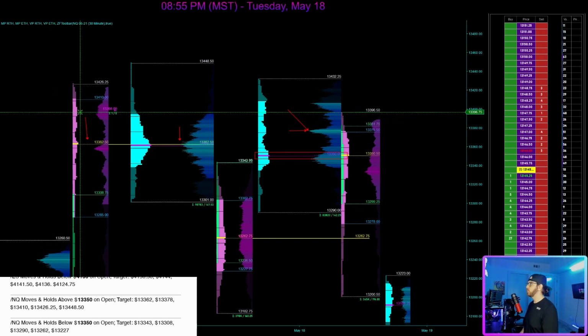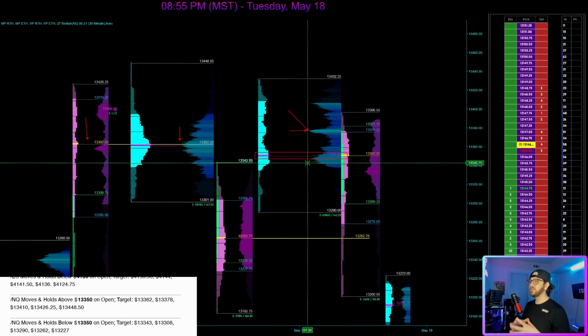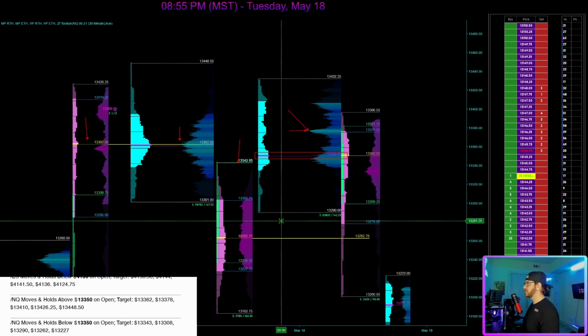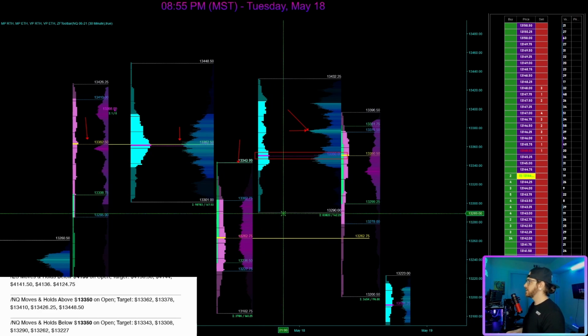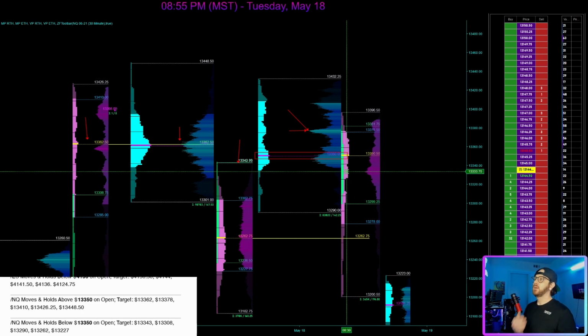On the downside, beneath 13,350, our first downside target was 13,343, just less than 10 points below that. That was yesterday's high. I thought that was an appropriate target, and 7 points on NQ, still not bad. So the next target below that was 13,308.